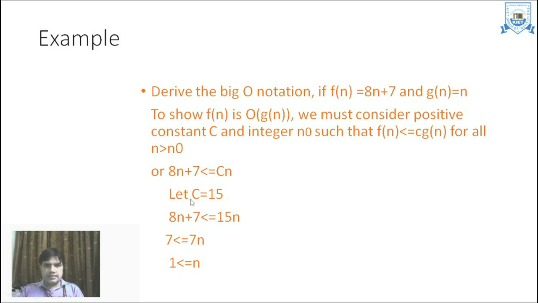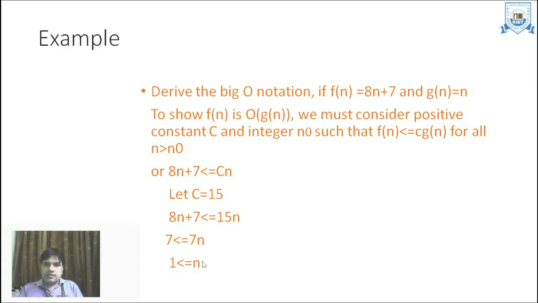So assume that c is 15. This is assumed on the basis of the coefficients 8 plus 7. So c is 15. If it is 15, then 8n plus 7 should be less than or equal to 15 times n. If we solve it, 7 is less than or equal to 7n. But this is only possible when n is equal to 1. In that case, we are able to find the minimum value of n, after which it would be greater. So that value of n is 1.